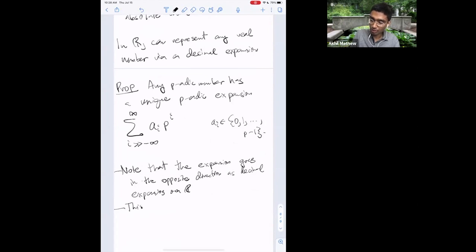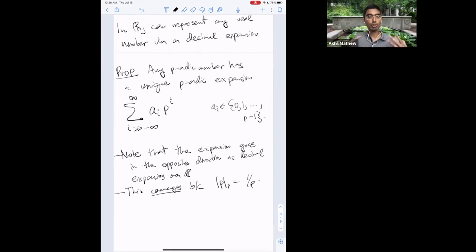This converges. This even makes sense to begin with because the absolute value of p is 1 over p. So for what I'm saying right now, you can normalize the p-adic absolute value however you choose. The key thing is that the absolute value of p is less than 1. So that's why this actually converges.